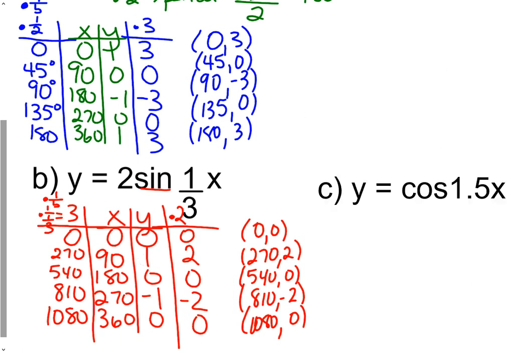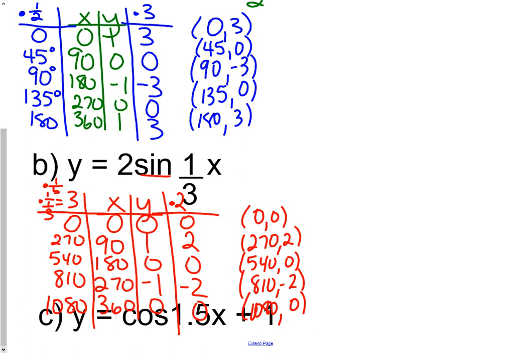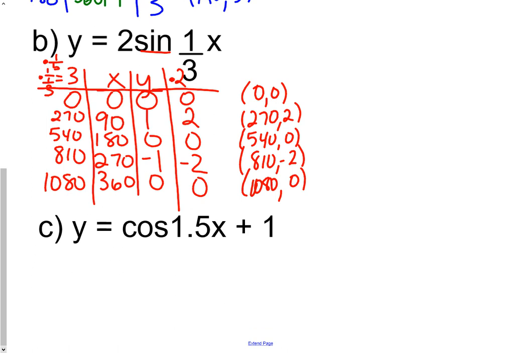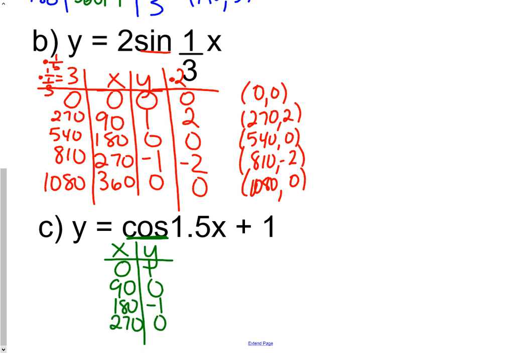Let's take a look at C. So again, this has a couple of transformations. Let's do this one in green. And since it's cos, 0 and 1, 90 and 0, 180 and -1, 270 and 0, and 360 and 1. All right, 1.5. So remember, it's 1 over 1.5, which is going to be, 1.5 is 3 over 2, which is going to equal out to 2/3.